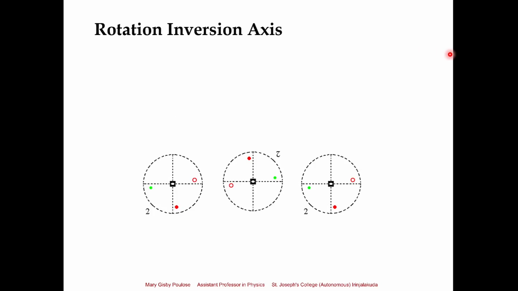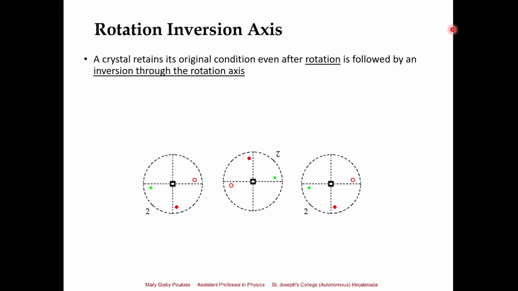Now, let us look into some other types of symmetry operations, and one of them is the rotation inversion axis. Here, the crystal will remain invariant when a rotation operation is done and it is followed by an inversion through that rotation axis. It is shown here.